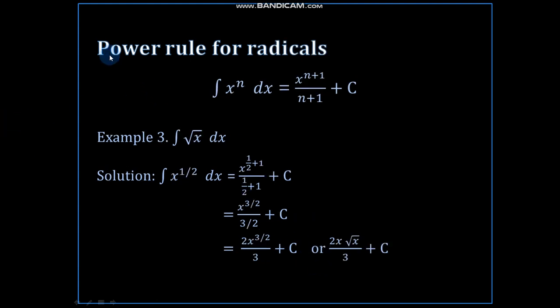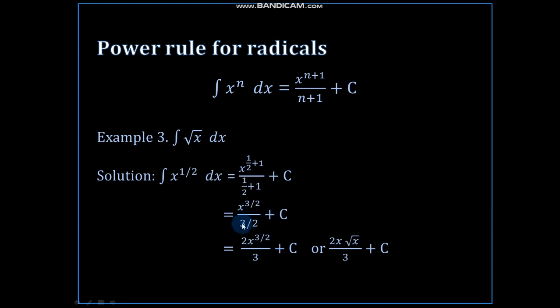So, kapag ginamit naman natin yung power rule sa radicals, ito yung mga exponents na fraction. So, the integral of the square root of x is actually equal to the integral of x raised to the 1/2. And gagawin natin, use the formula. So, x raised to the 1/2 plus 1. Tapos yun din yung denominator natin, 1/2 plus 1. So, simplifying yung fraction, we have x raised to the 3/2 over 3/2 plus c.